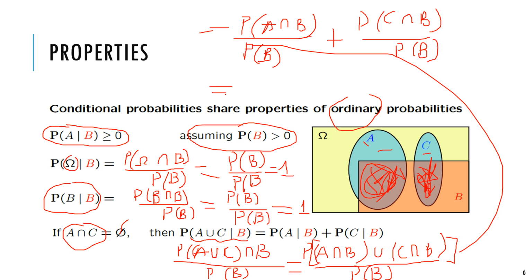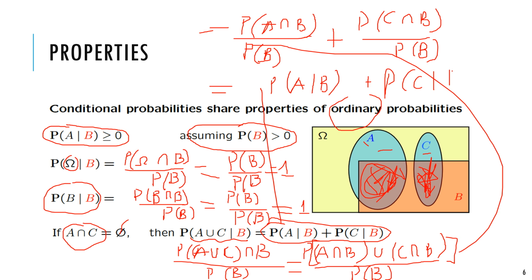So this is the same formula: the probability of A given B, by the definition of conditional probability, plus the probability of C given B. Is this right? Did you understand it? These are some properties of conditional probabilities. I'm sorry, we can easily prove it with a Venn diagram.